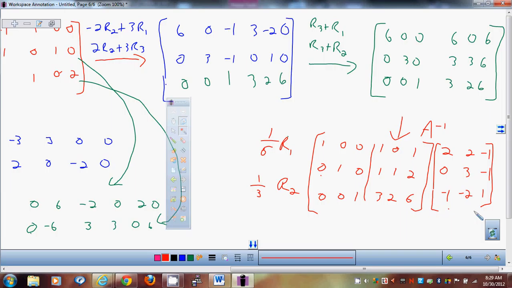2 plus 0 minus 1. 2 minus 1, 1. So far, so good. First row, second column. 2 plus 0 minus 2. 2 minus 2, 0. So far, so good. Negative 1 plus 0 plus 1, 0. First row, down. Go to the next row. 2 plus 0 minus 2 is 0.